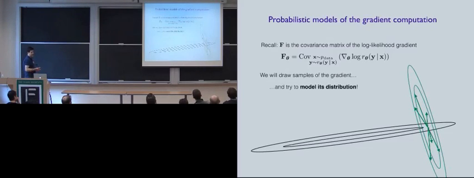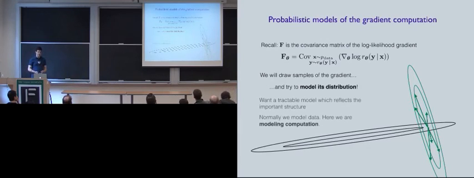So we draw samples of the gradient, and we try to model its distribution. And so if we can fit the covariance matrix to this distribution, then that's the Fisher matrix. But we can't do this exactly. Fortunately, in machine learning, we've spent decades trying to come up with techniques for tractably modeling large distributions in ways that we can actually compute with.